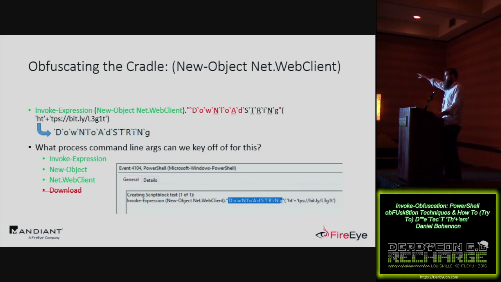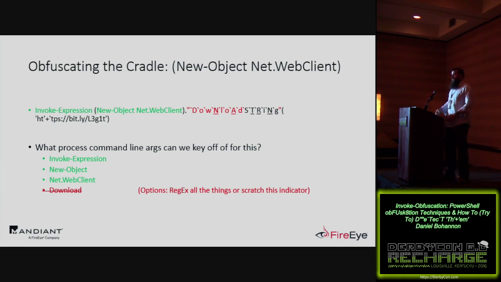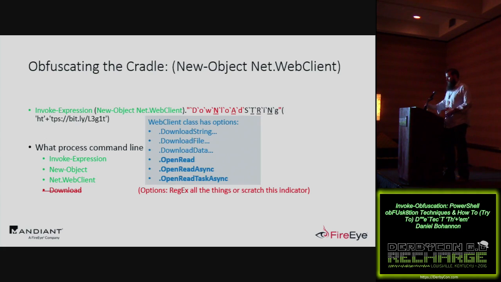The first picture up there is what it looks like in the command line arguments. The next picture is actually what it looks like in script block logging. So this actually persists all the way through to the deepest level of script block logging, as well as the concatenated string, the white space. So we can regex all the things, or maybe for now just scratch this as an indicator and see if we're okay with what's left.